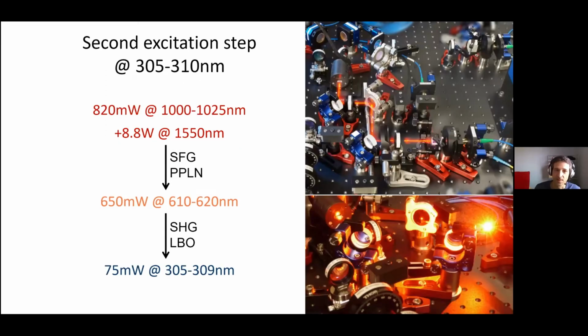The other system is a self-made laser for 305 to 310 tunable. There we do frequency generation of 2 commercial lasers, one at 1000 to 1025 and the other at 1550. We do the sum frequency generation of that to 610 to 620 nanometers, and then in the end another doubling stage, also commercial, to 305 to 309 nanometers. So we get there on the order of 75 milliwatts of power in the end.